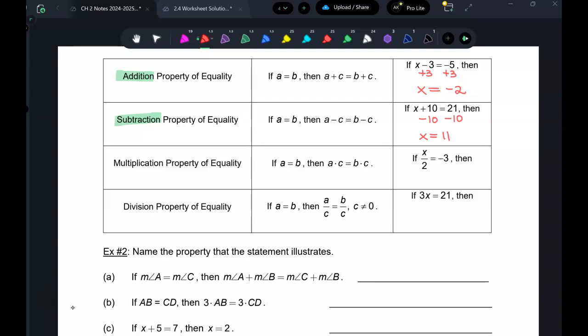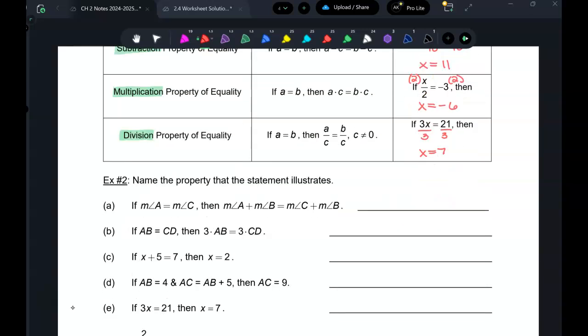Again, we're just going to look at one-step equations and figure out which one of these. Next one is going to be multiplication. So x equals negative 6. What do I have to do to isolate the variable? Multiply by 2 on both sides. So x equals negative 6. Divide by 3. Good. And this one, if I have 3x equals 21, I have to divide both sides by 3.